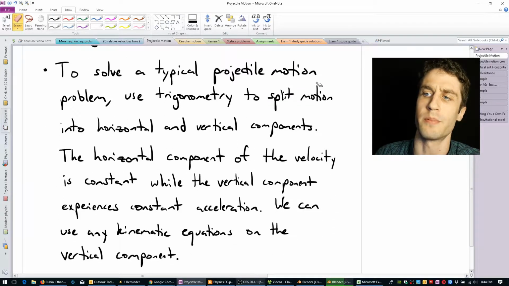And to solve a typical projectile motion problem, we use trigonometry to split motion into horizontal and vertical components. The horizontal component of the velocity is constant, while the vertical component experiences constant acceleration. So there's no component of the acceleration in the horizontal direction, and that means the acceleration is 0, and the horizontal component of velocity must be constant. We can use any kinematic equations on the vertical component.